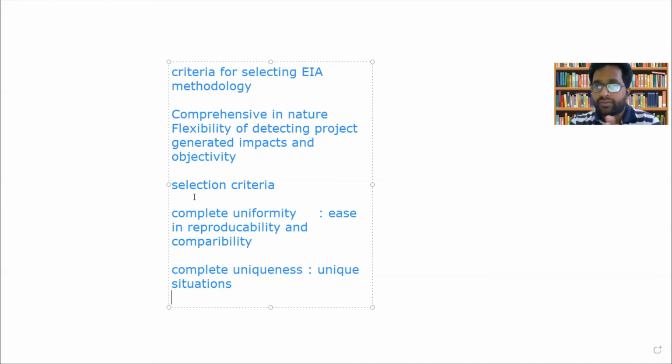So in this lecture, we have seen the different methods of environmental impact assessment and the selection criteria for a suitable method of environmental impact assessment.